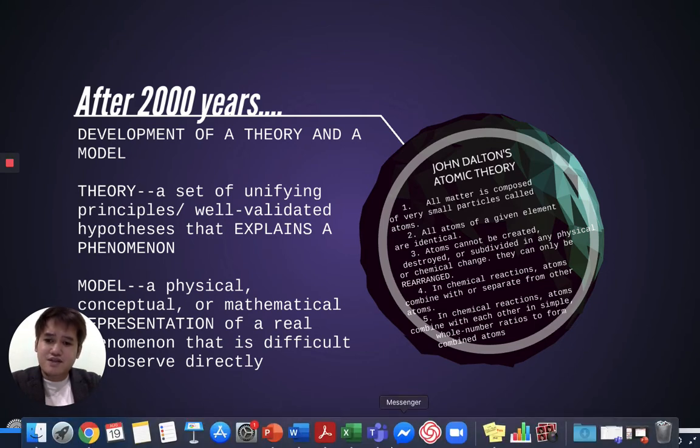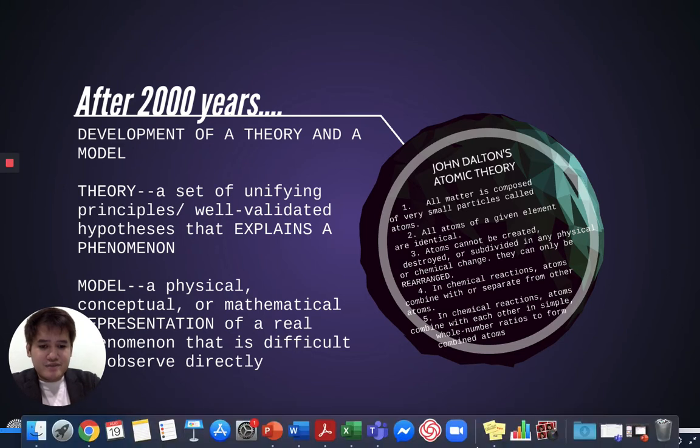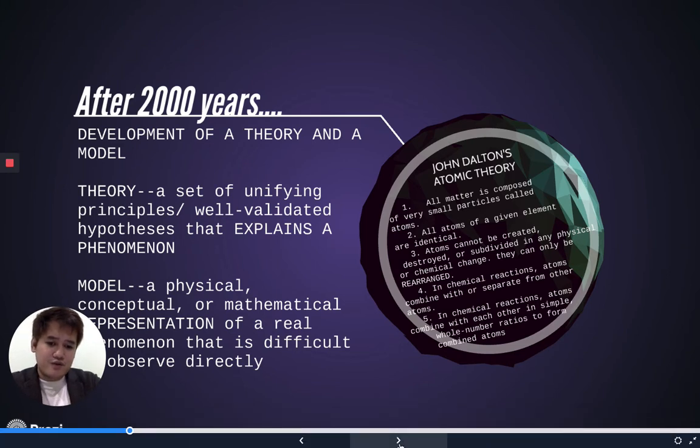model. A theory is a set of unifying principles which are well validated hypotheses that are used to explain. The key word there is explain. It's a collection of scientific facts and understandings that are used to explain a phenomenon. While a model, just like what we are having now, is a representation, a mental construct, or how we visualize things. A representation of things which may be very difficult to perceive.